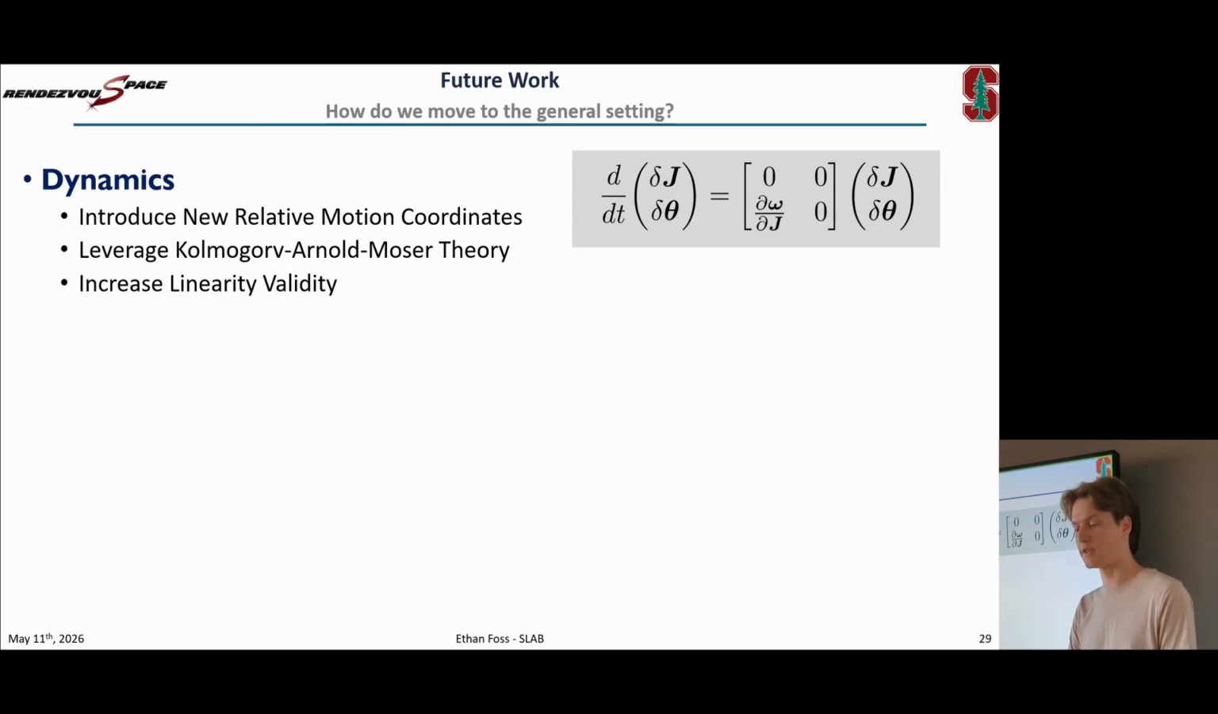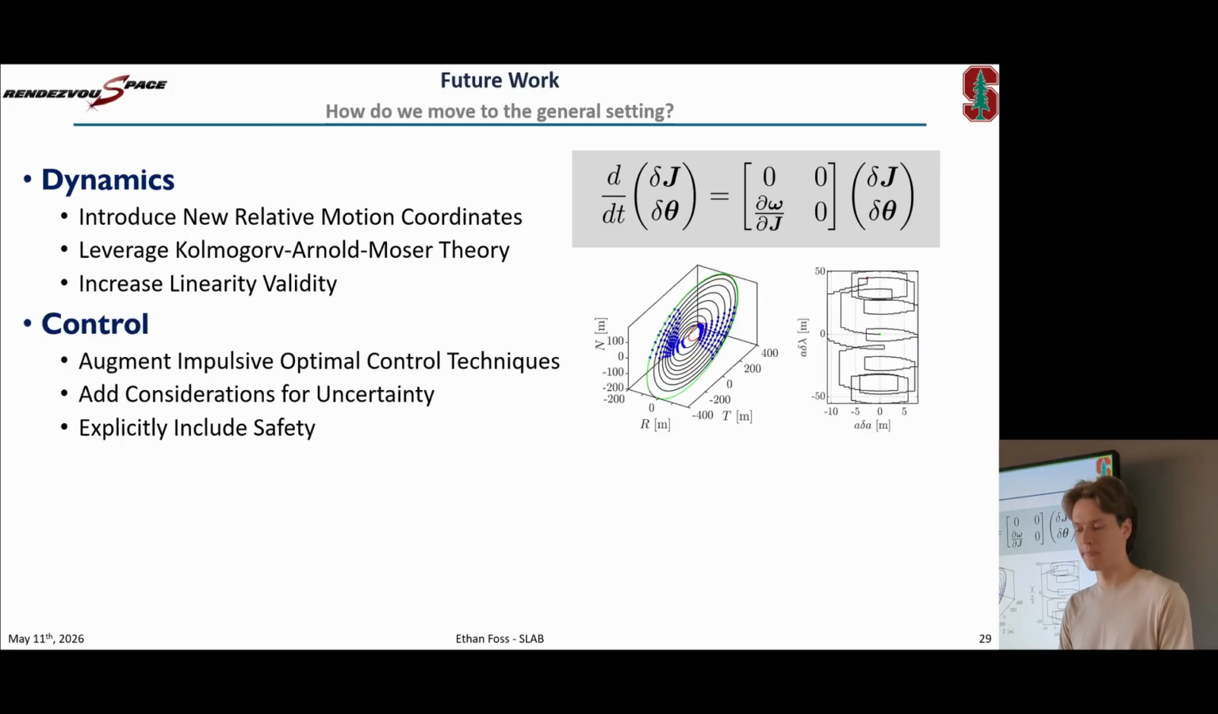So the first one consists of the relative motion dynamics. And in this light, we would like to propose the introduction of a new relative motion coordinate system that leverages Kolmogorov-Arnold-Moser theory. And as we will discuss, we have the possibility to increase the linear validity of these coordinates over the state space.